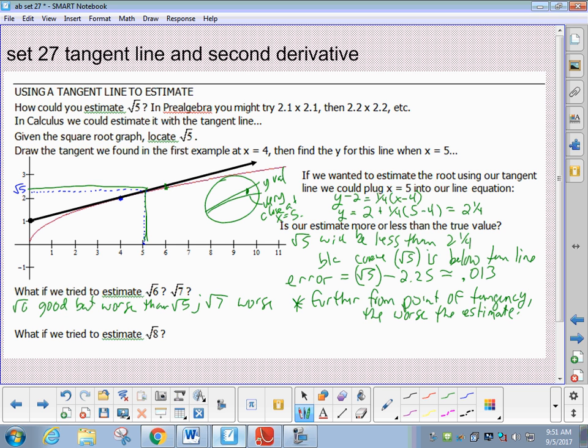Okay. What if you wanted to do the square root of 8? Now, that might seem like a stupid question. I get the trend. It's worse than root 7. But what if you really wanted a good estimate of root 8?